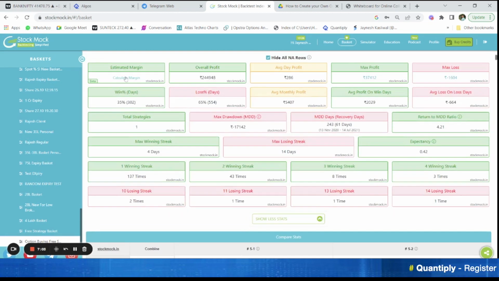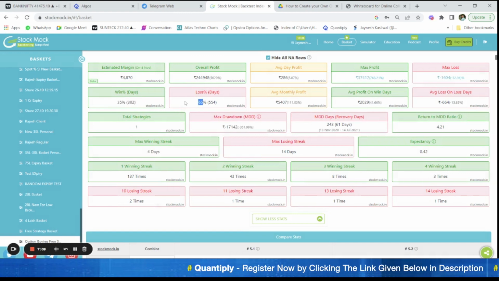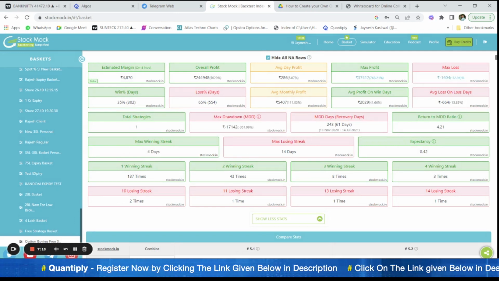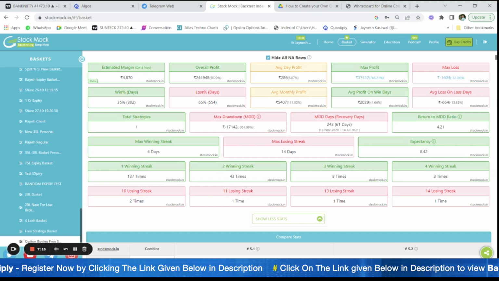In this case, as you can clearly see, the win ratio is around 35%. The loss ratio is 65%. You have to be ready that an option buying system generally will have a win ratio lesser than 50%, but the risk to reward ratio is generally around 1 is to 2, 1 is to 3 and above. In this case our risk to reward ratio is 1 is to 3, because the average loss on loss days is 660 rupees, but the average profit on win days is basically 2000 rupees, so it is greater than 1 is to 3.